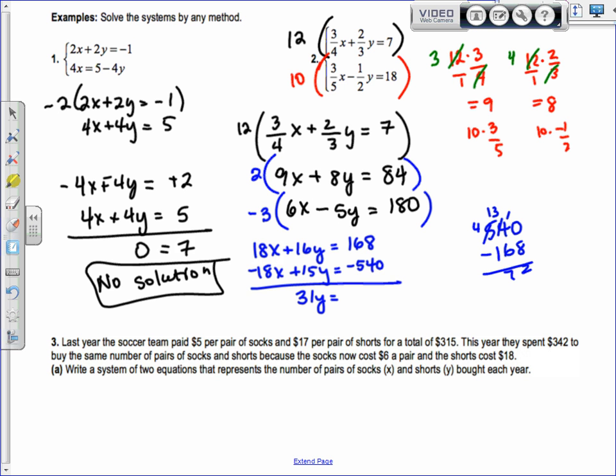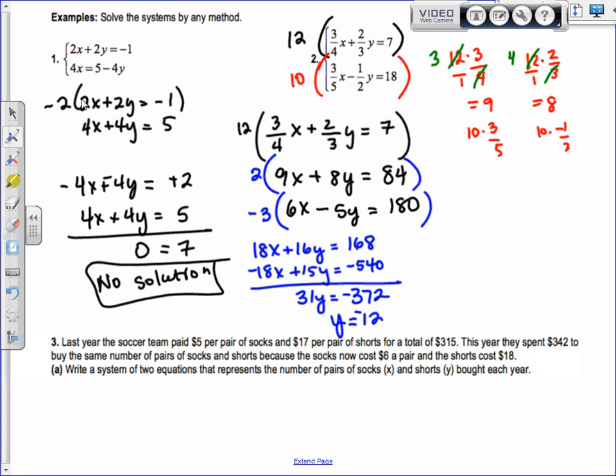372. Just kidding. So 31 goes into negative 372 how many times? What do you got? You're going to make me do all this? The 12? 12? Yes, 12. Negative 12. So negative 12 is your y.